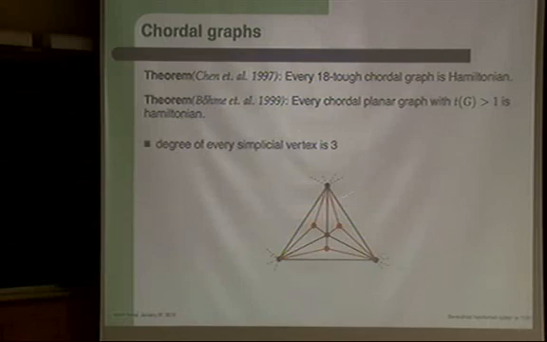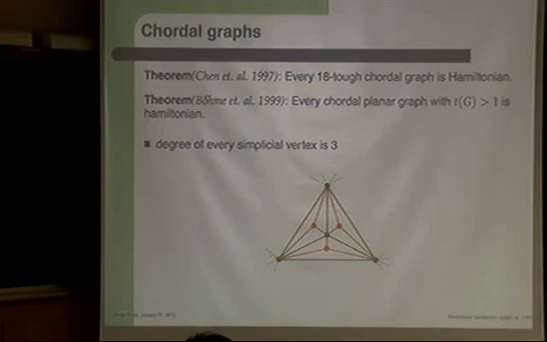First, if you take a chordal planar graph with this toughness, then it's planar, so the degree of every simplicial vertex cannot be greater than 3. Because if it's 4, then you get a K5 in the graph, and it's not planar. So it's at most 3. But if the toughness is greater than 1, this implies that the graph has to be 3-connected. It cannot be 2-connected. So the degree of every simplicial vertex is exactly 3.